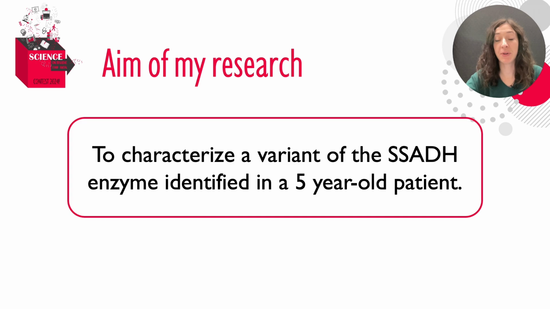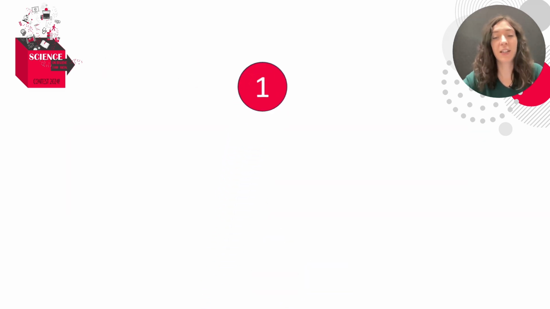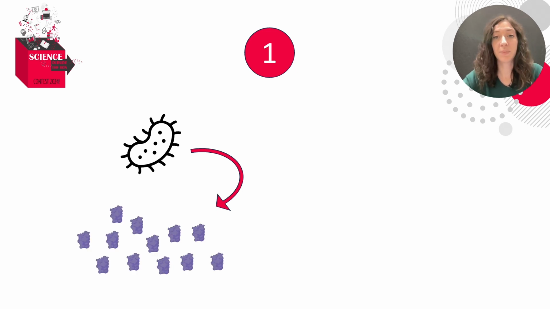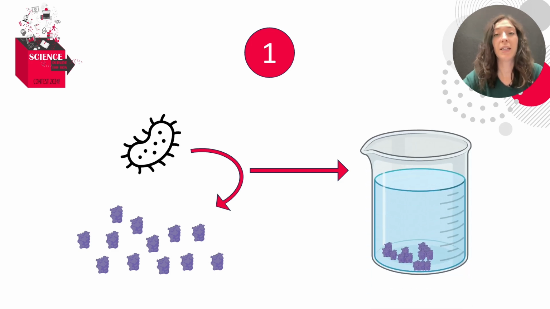So the aim of my research is to fully describe a mutated protein found in a 5-year-old patient with the goal of finding a possible treatment. To achieve this, I follow 3 main studies. In the first study, I use bacteria as a factory for the production of the mutated protein in large quantities. This is the standardized method for characterizing a protein, but unfortunately, the mutation causes an alteration in the protein structure, leading to its aggregation and precipitation, making it impossible to isolate and study.